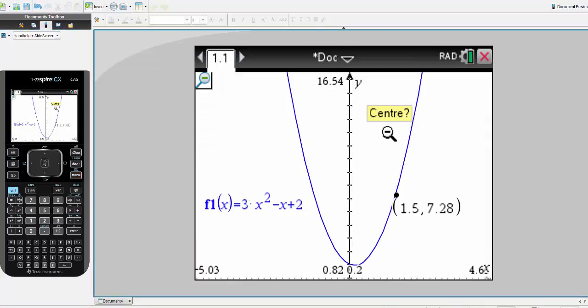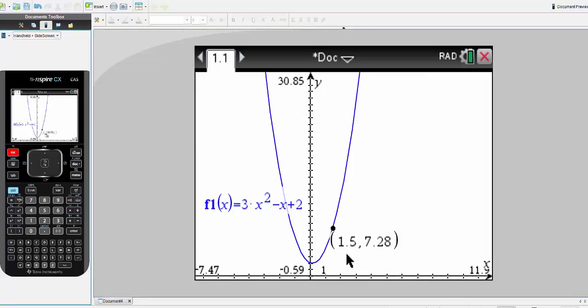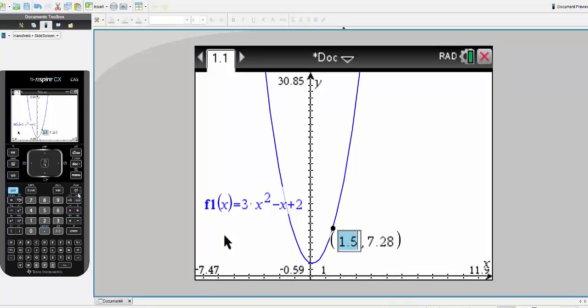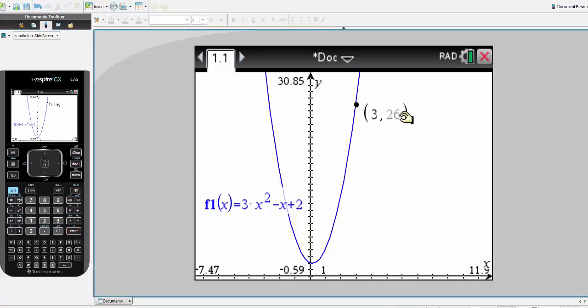Zoom out here and let's press escape. Now I'm going to click and click again, and then I can click delete and type the value that I want. I want 3 for x, and then press enter. Now I see that the y value is going to be 26.